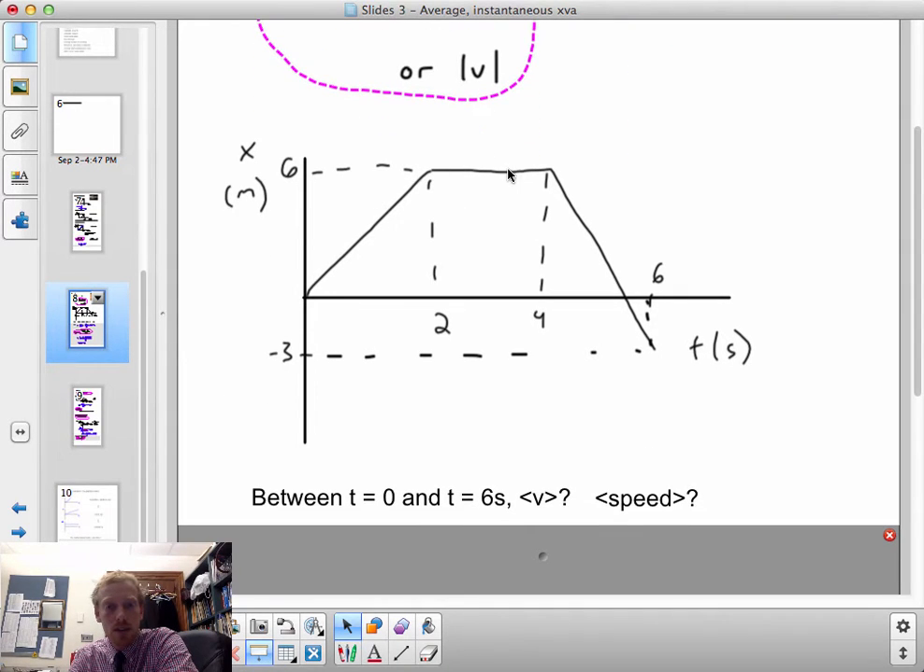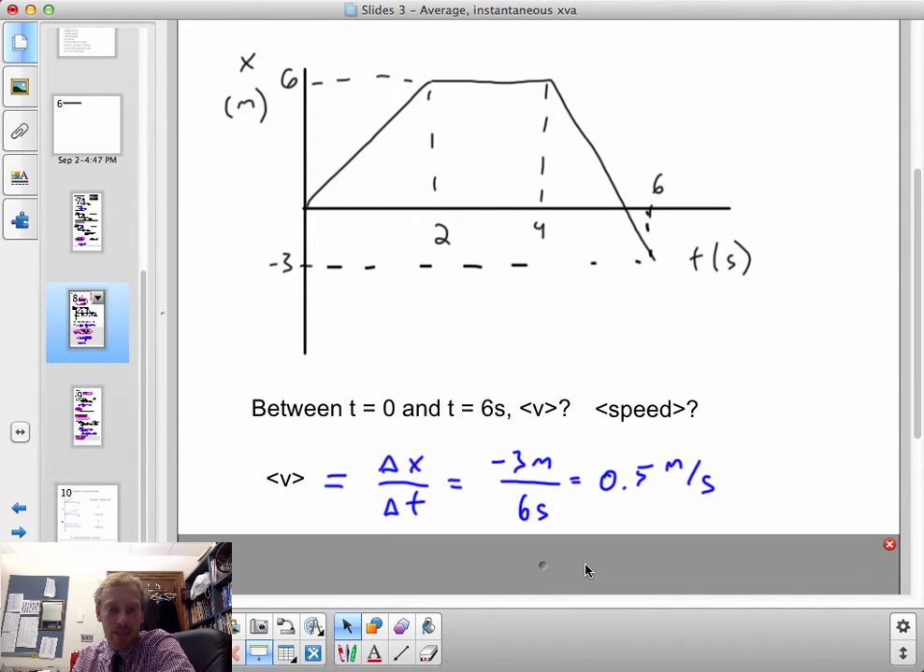I'm going to ask you this question. Consider this position as a function of time graph, and can you tell me what the average velocity is, and can you tell me what the average speed is? You might want to pause the video and see if you can do this.